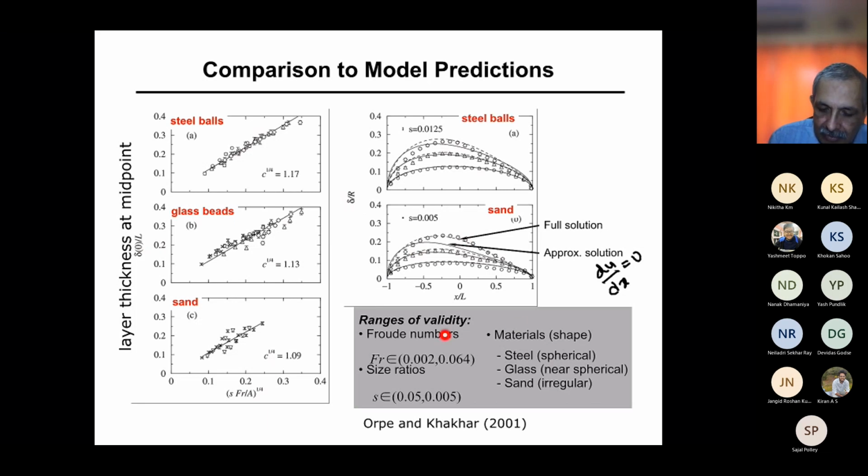And Ashish looked at all different Froude numbers from 0.002 to 0.064 and size ratios also by a factor of 10, and the model works everywhere quite well. So this is quite a robust model and it is very nice to see.